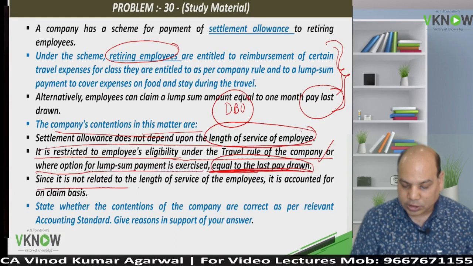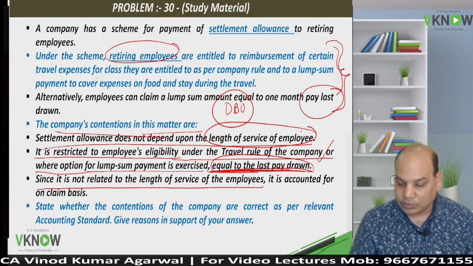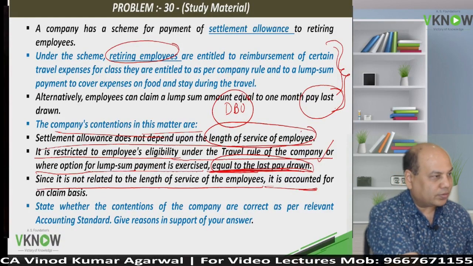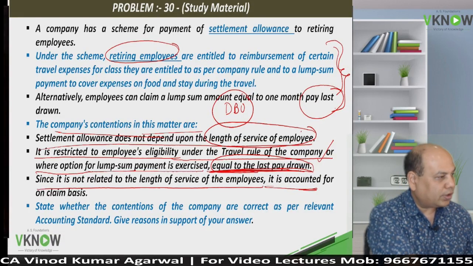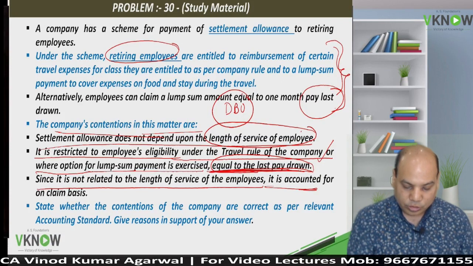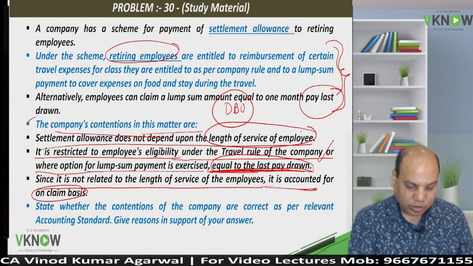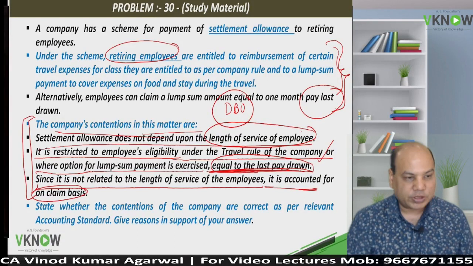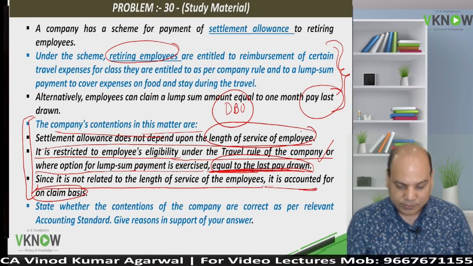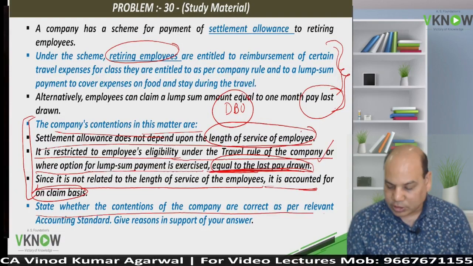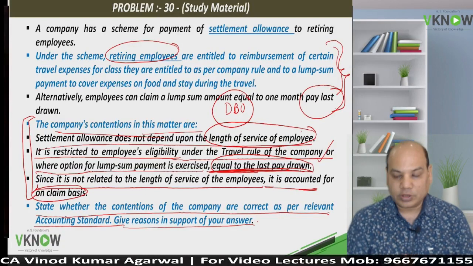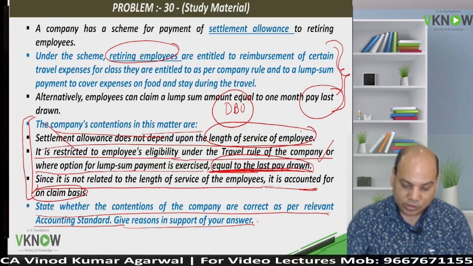Since it is not related to the length of service of the employee, it is accounted for on claim basis. So that means they don't want to make a provision. Company is not interested in making provision for this settlement allowance liability. State whether the contentions of the company are correct as per accounting standard and give reason in support of your answer. So company's contention is not right.